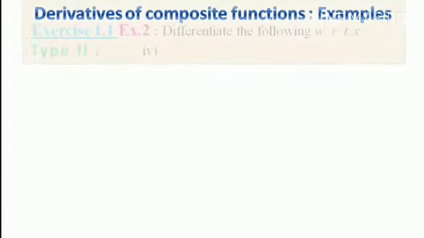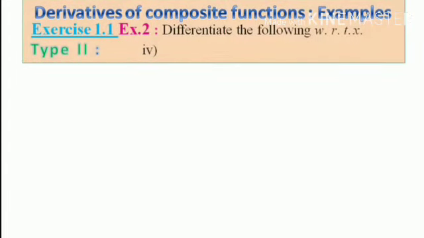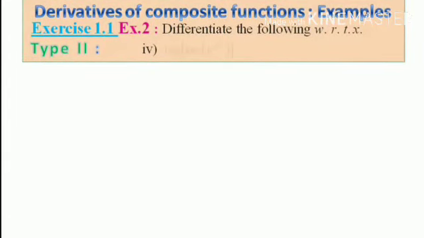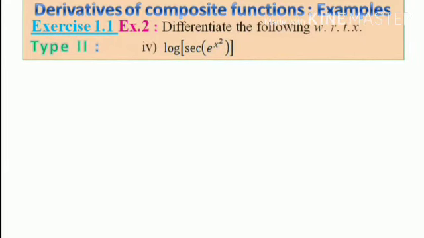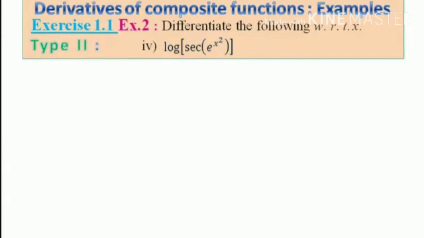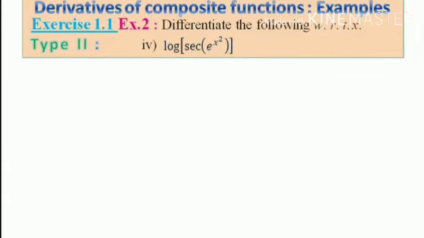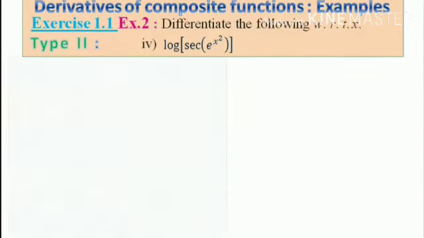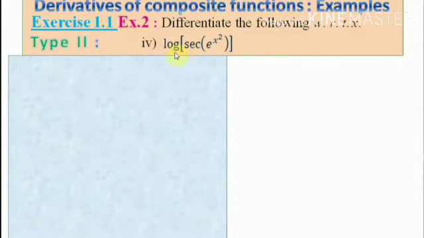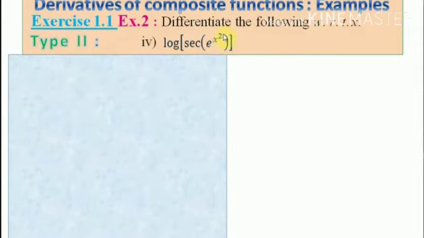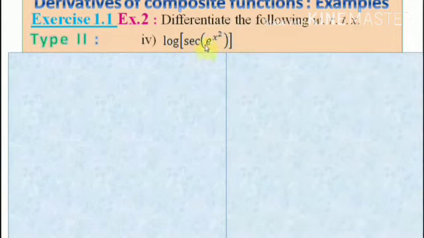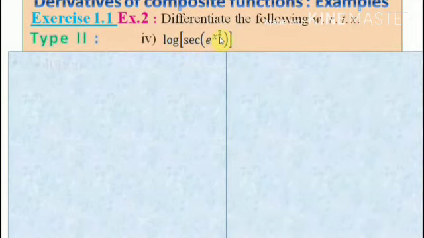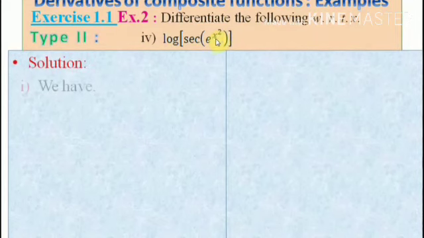Now take the fourth example of the type second. Differentiate the following function with respect to x. The given function is log of sec of e raised to x square. That means here the functions are log of x, sec of x, e raised to x, and again x square. That means four functions are taken in composite form. Then how to take the derivative, which I will be discussing.